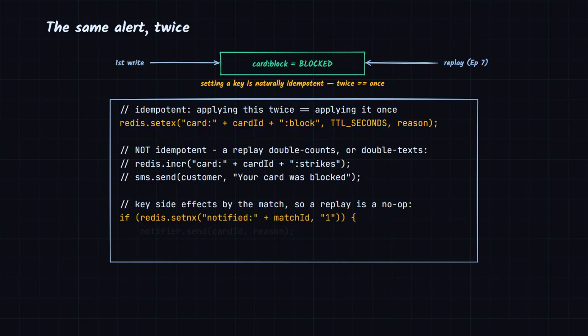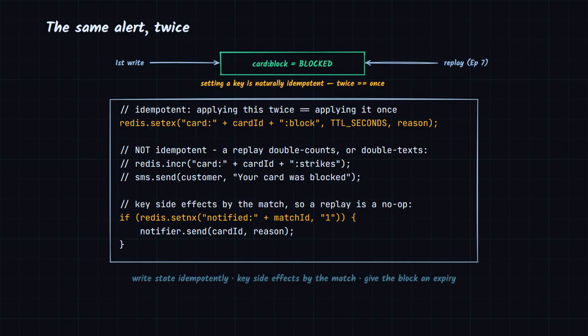So write the state idempotently, key the side effects by something stable, and give the block an expiry, because a block with no expiry is a permanent decision made by an automated rule at 2 a.m., and a real person has to phone in to undo it.